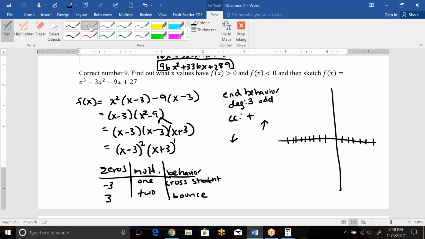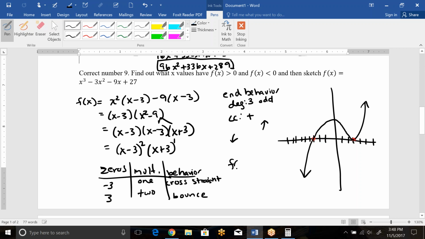So we plot our x-intercepts of negative 3 and positive 3. And we know we are down on the left and up on the rightmost one. At negative 3, we're supposed to cross straight through, so we go up. At positive 3, we're supposed to bounce, which makes sense because we go down, but then we bounce right back up towards our end behavior.